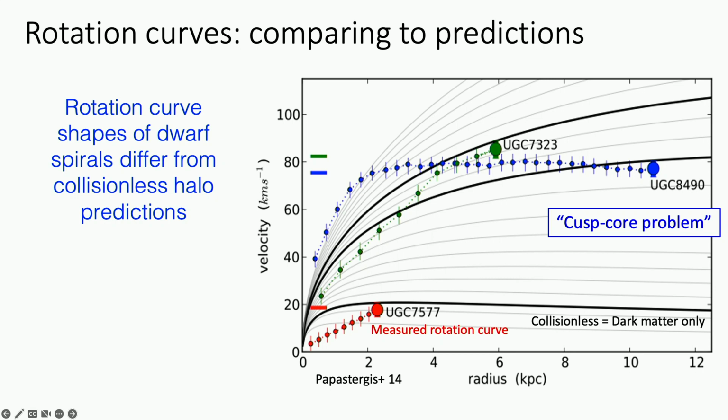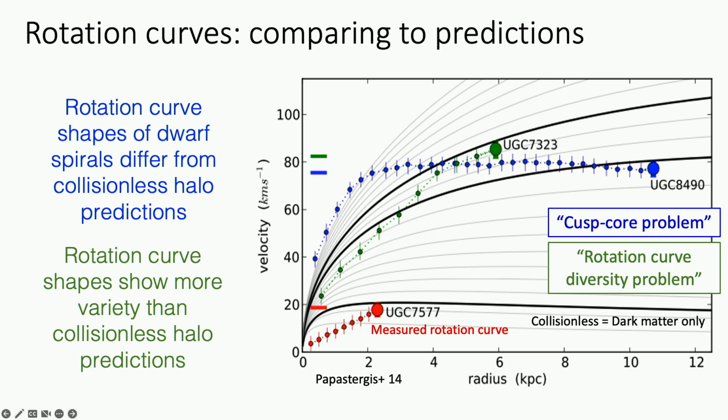This is a rotation curve that rises to its last measured point. This is a rotation curve that rises and flattens off for most of the extent of the galaxy. And this is a rotation curve that's somewhere in between. And this has been called the rotation curve diversity problem. In other words, the shapes of rotation curves that we measure are not only different from what we expect from collisionless halos, but they're more diverse in their shapes. There's a wider variety of shapes than we would predict.